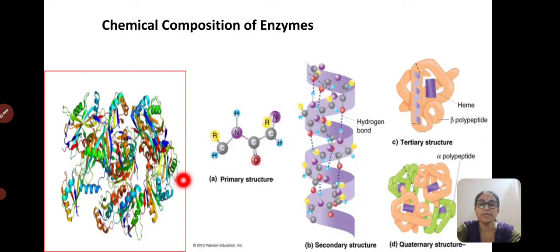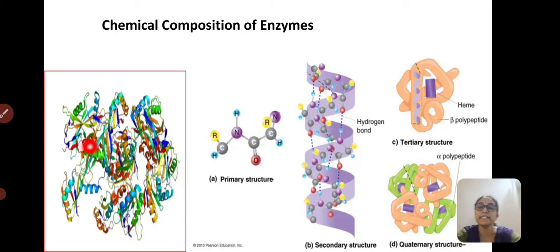Then coming to session 2, that is the chemical composition of the enzymes. We discussed in this particular chapter how exactly the enzymes are made. Enzymes are nothing but globular tertiary proteins, with a three-dimensional structure. In their three-dimensional structure, they are very active.